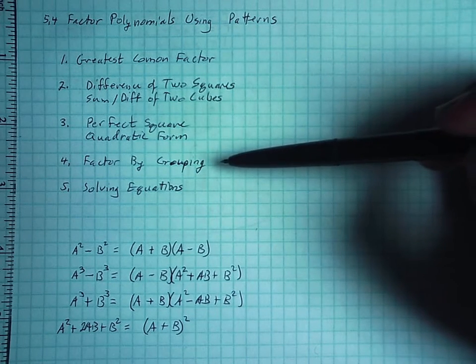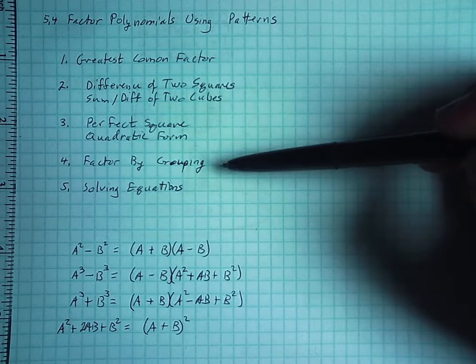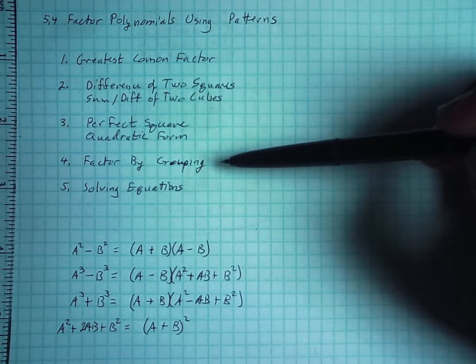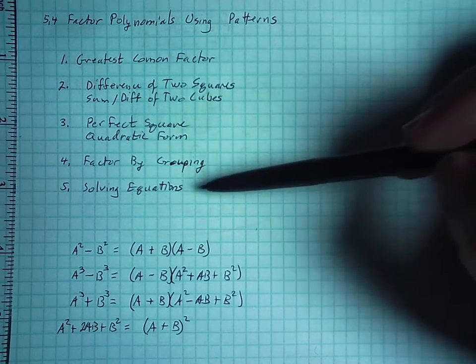We will then talk about factoring by grouping, which will work for any polynomial with an even number of terms. Usually you'll see 4 or 6 in Algebra 2. We don't get ones that are bigger than that usually, although it's theoretically possible.